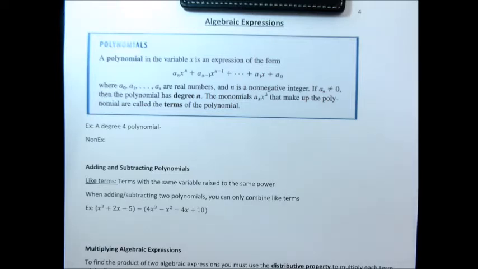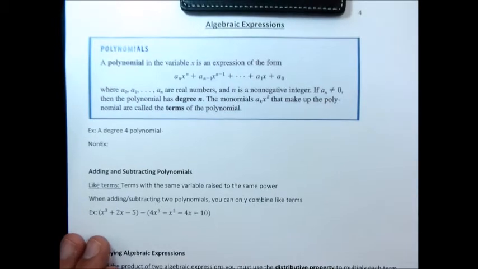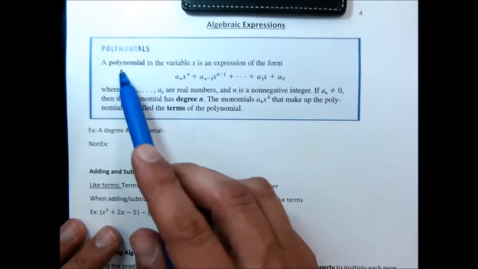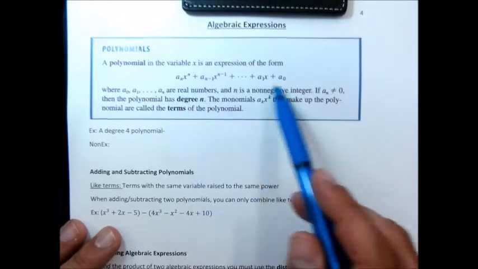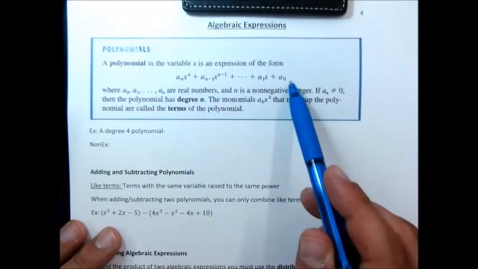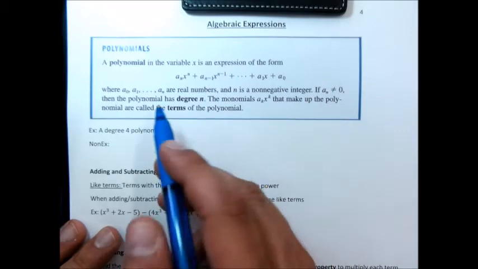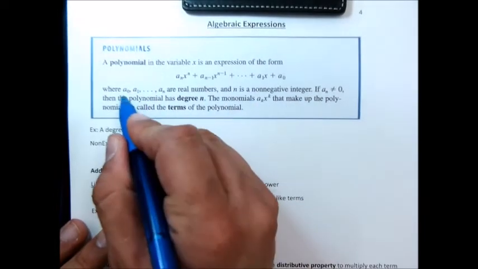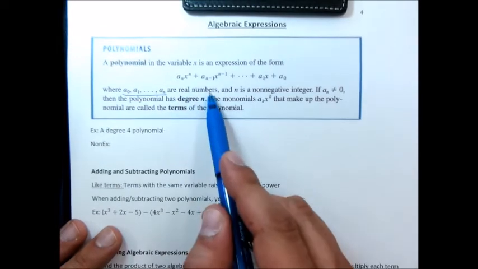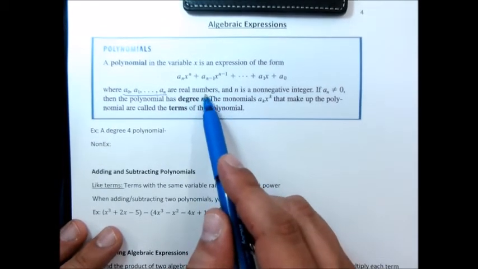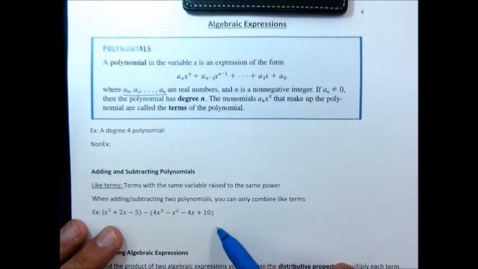What's a polynomial? That's another word you've heard before, I'm sure. But what is it? What does it mean? So a polynomial in the variable x is an expression of this form. I know it looks a little bit confusing, but let's read the rest of it. All the a's, a sub 0 through a sub n, are real numbers. So they're numbers like 1 or 2 or pi. So all the a's are numbers.